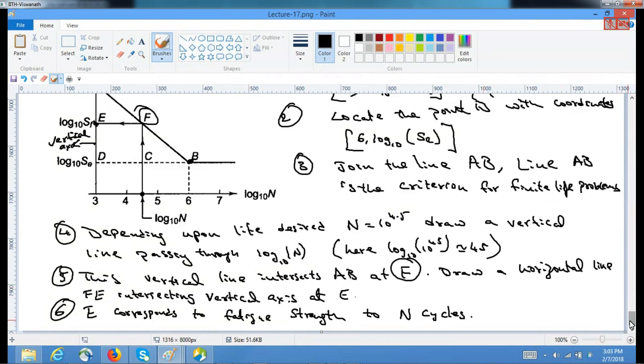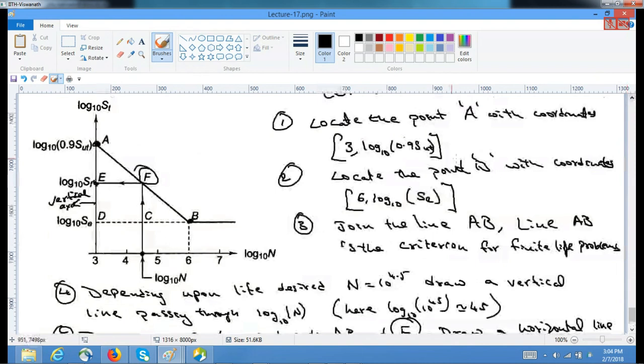So in this manner, you interpolate in this log cycle, and the interpolation is done between A and B, where A has coordinates 3 and 0.9 SUT, and B is 6 and log 10 of SE. So this is the standard procedure to design a problem with finite number of cycles. With this, today we'll solve a couple of problems before we leave, so that we can understand how the design can be carried out.